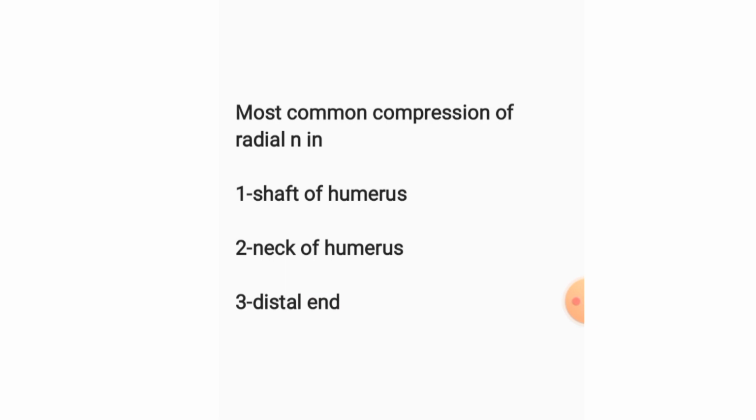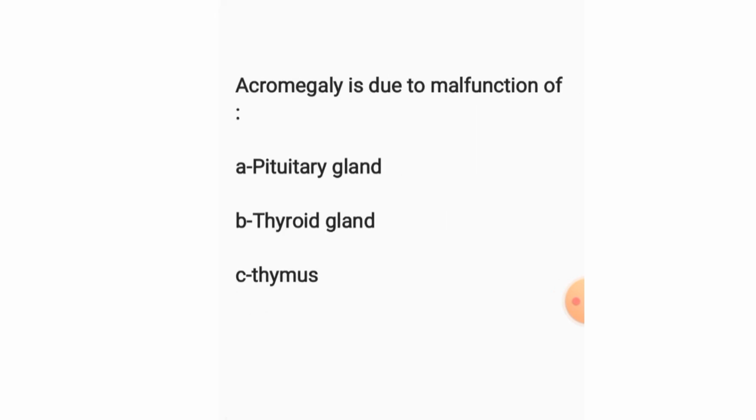Most common compression of the radial nerve is in: option A, shaft of humerus; option B, neck of humerus; and option C, distal end of humerus. Next MCQs. Acromegaly is due to malfunction of: option A, pituitary gland; option B, thyroid gland; option C, thymus.